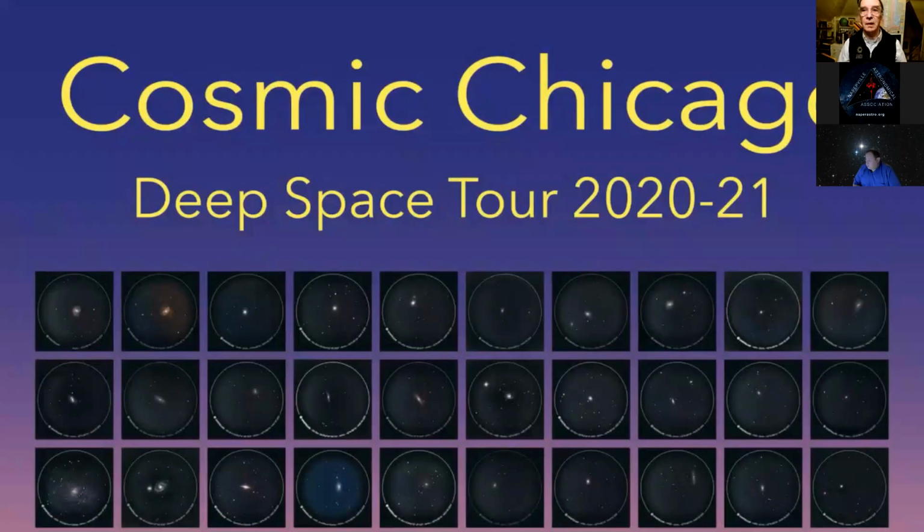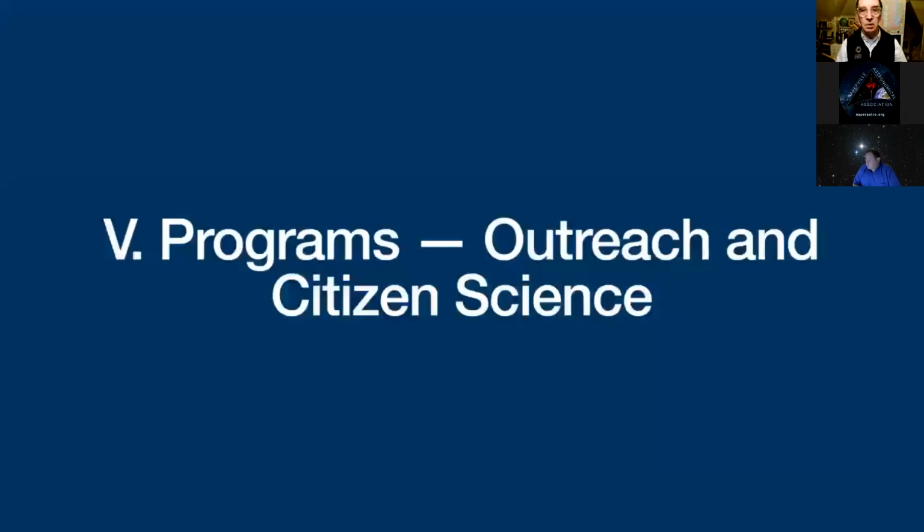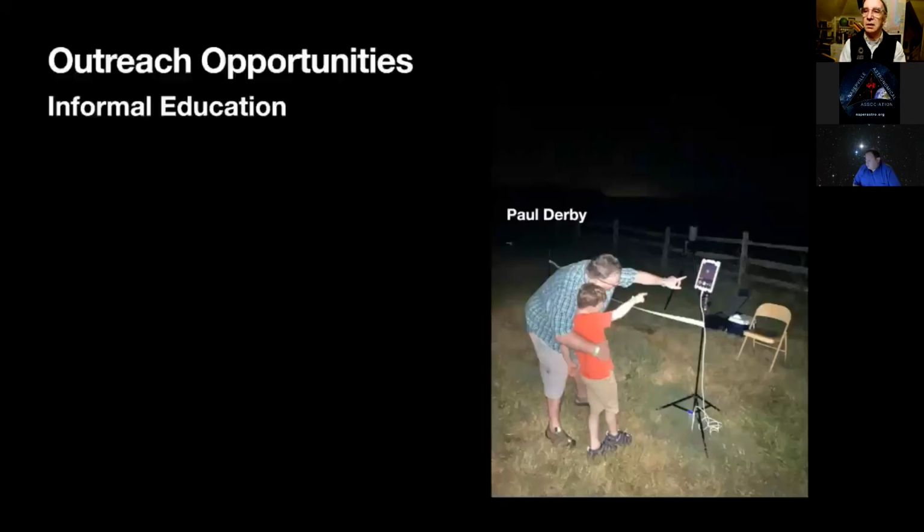So let me talk at the end here quickly about some of the outreach and the citizen science programs that go on with this scope. It's pretty useful for this sort of thing. I mentioned connecting with an iPad here. Colleague Paul Derby's in Virginia. He's got his eVscope in the back and he has his iPad running this stuff. I've done that a couple of times. It's really nice because people will stand around and talk about what they're seeing. So that works pretty well.